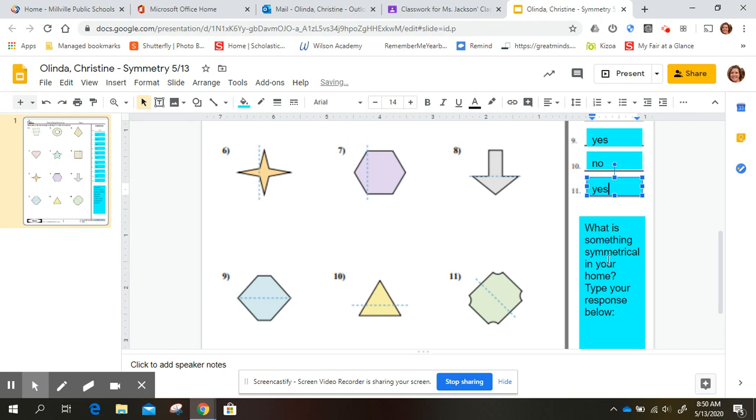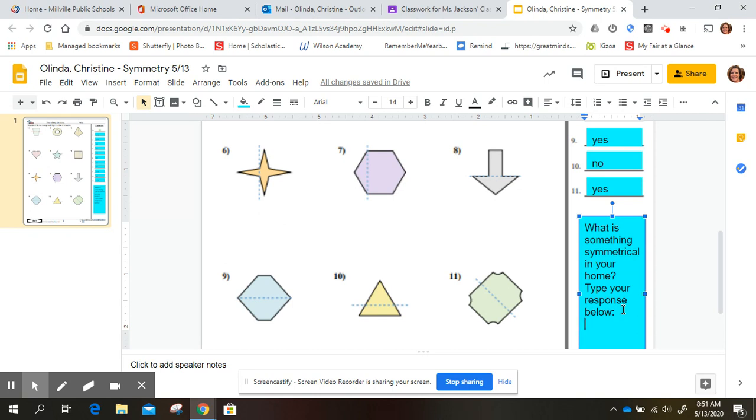It says, what is something symmetrical in your home? Type your response below. I'm sure if you're just looking around, the laptop that you're using is a rectangle. That could be symmetrical. The piece of paper that you're working on could be symmetrical. Your television, your microwave, your oven. I know that I have lots of books in my house that are rectangles. I could make that symmetrical. I could even say my face. My face is almost symmetrical.